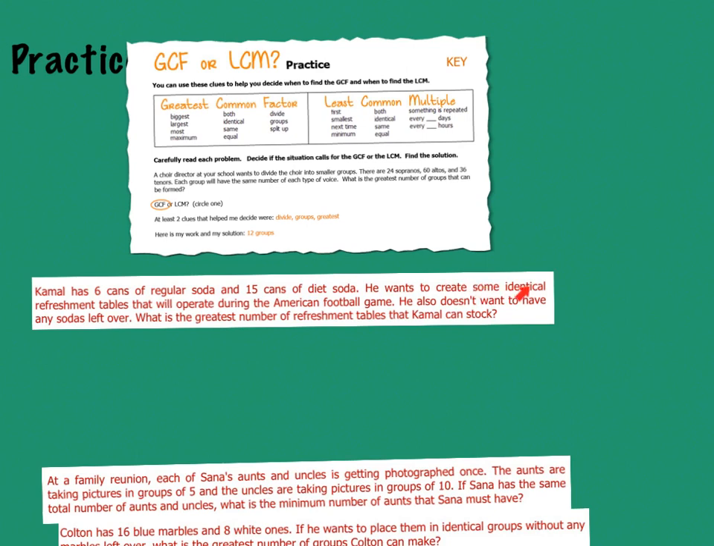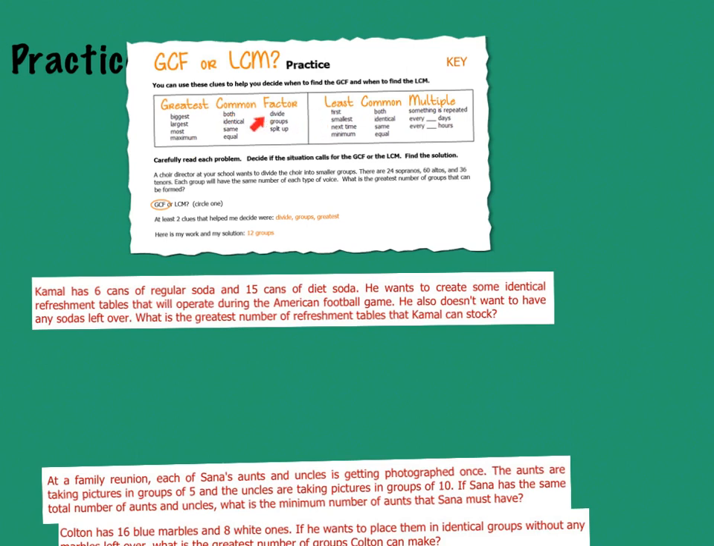soda. He wants to create some identical refreshment tables that will operate during the American football game. He also doesn't want to have any sodas left over. What is the greatest number of refreshment tables that Kamal can stock? Well, we could see that there's some words in here that let us know what we're looking for. Identical. Oh, look at that. Identical is greatest common factor. Also, greatest number. So, greatest number, well, greatest, that lets us know what we're looking for.